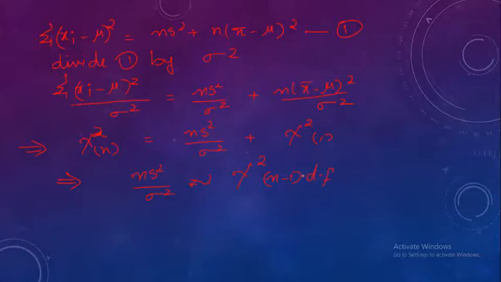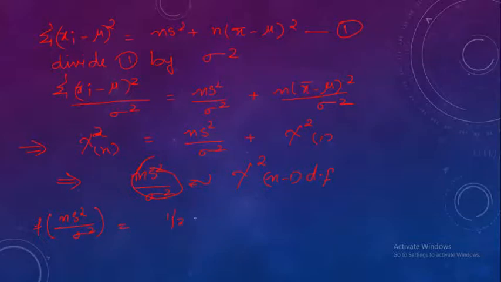Right, so we have seen the PDF of chi-square. You all know the PDF of chi-square with n degrees of freedom. Now this is a random variable. Consider n s square by sigma square as a random variable. It follows a chi-square distribution with n minus 1 degrees of freedom.